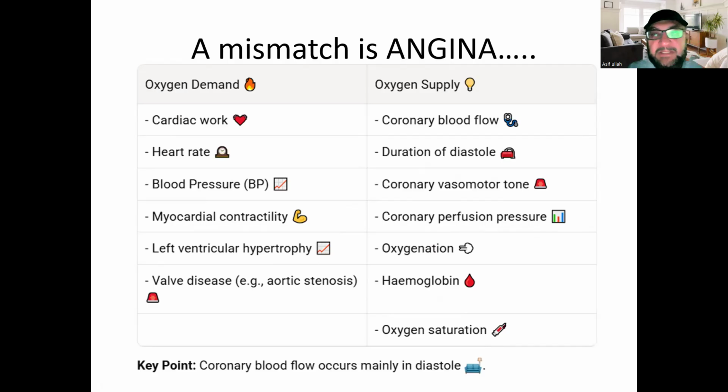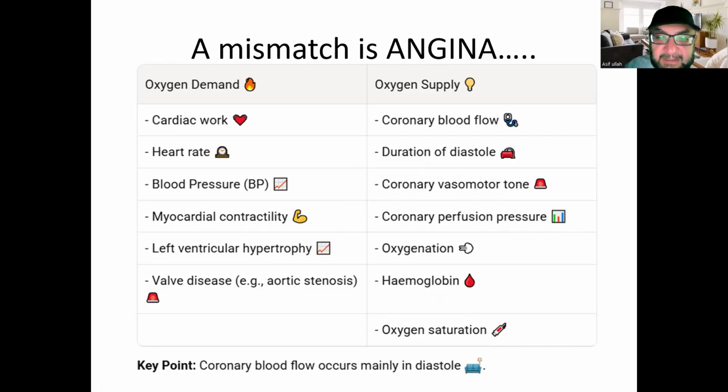And there is oxygen supply decrease with decreased coronary blood flow due to atherosclerosis, shorter duration of diastole in tachycardias, coronary vasomotor tone in spasms, coronary perfusion pressure changes, and low oxygenation at blood level or at hemoglobin level.